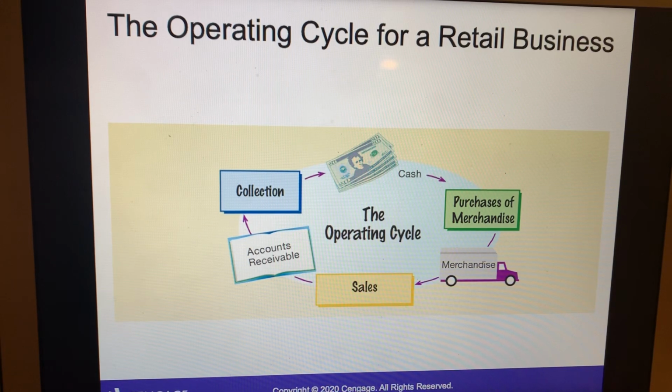So cash goes to purchases of merchandise, merchandise goes to sales, which goes to accounts receivable, then collections. So this is the cycle of how retail businesses receive money, either cash or accounts receivable on credit.